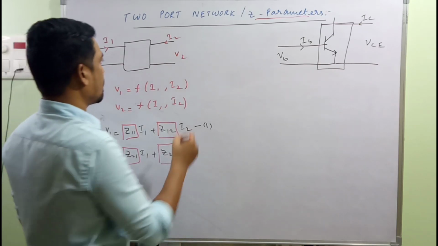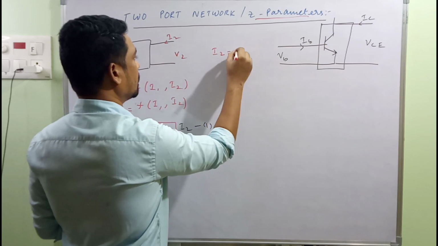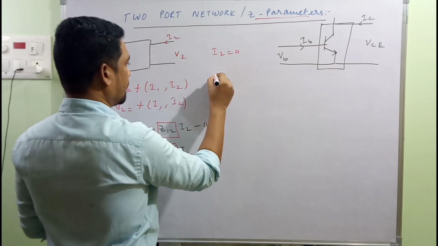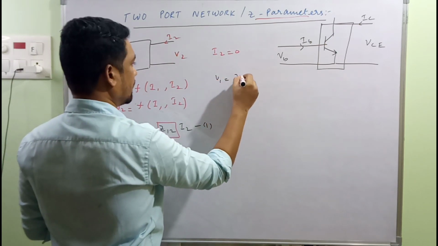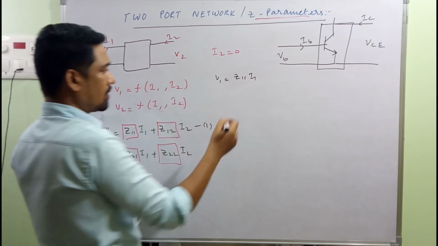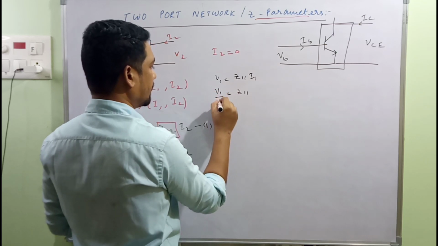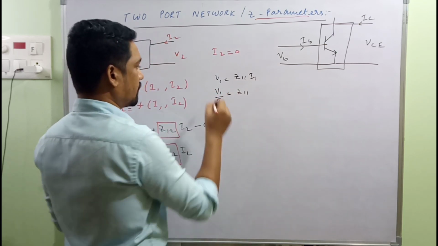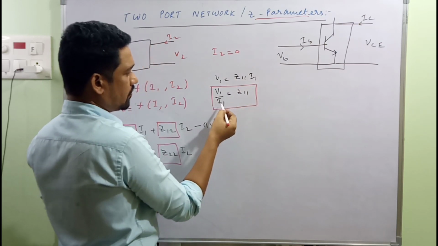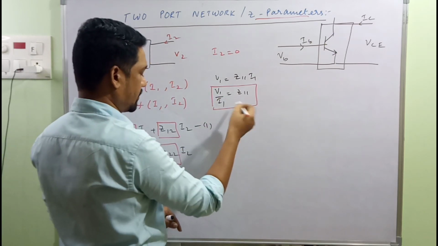Supposing the output is open, making I2 equal to 0, going back to the expression, when I2 is 0 we have V1 equal to Z11 I1. I2 is 0, isn't it? That gives us Z11, which is equal to V1 by I1. This is one of the Z parameters. Input voltage by input current is input impedance. Z parameters are impedances.